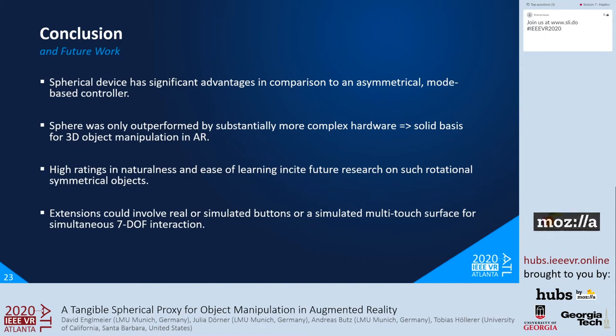The high ratings in naturalness and ease of learning certainly incite future research for rotational symmetrical objects as the sphere for 3D object manipulation. Extensions could involve real or simulated buttons or a simulated multi-touch surface, so that the sphere would also be able to provide simultaneous 7 degree of freedom interaction.